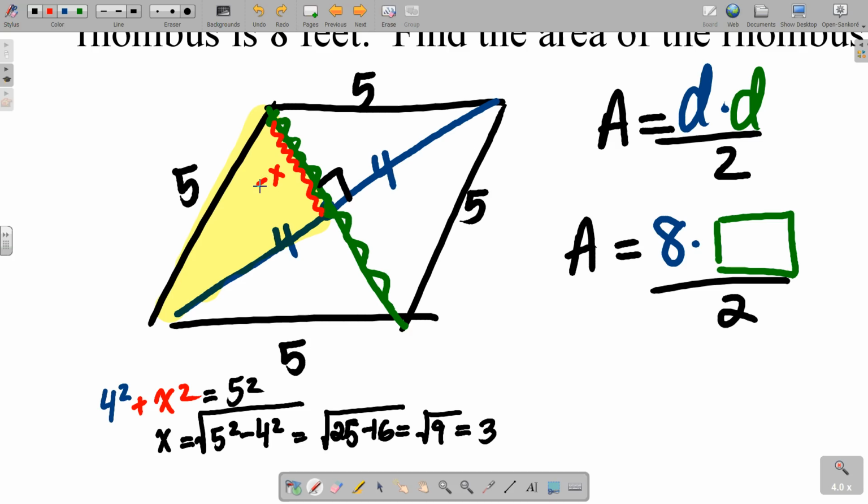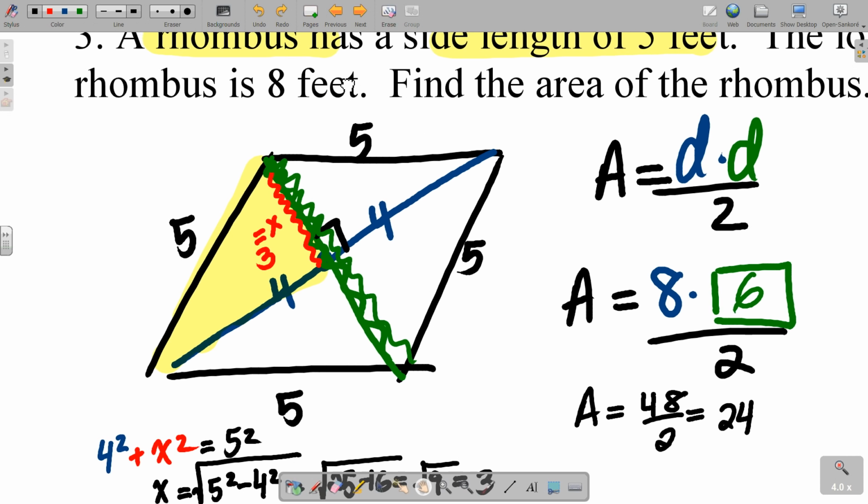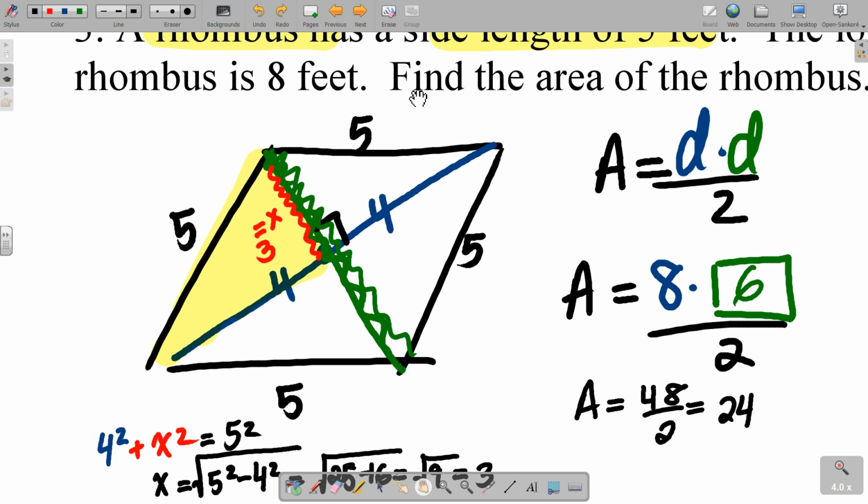So that edge right there was 3. Now 3 is not what your answer goes. That's 3, that's 3, that is 6. Area equals 48 over 2, 24. We check for units. And it's feet. So this was feet squared.